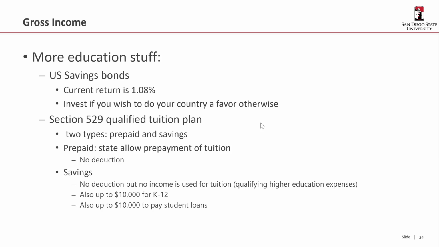So Section 529 is a qualified tuition plan. This is another lockbox. So this lockbox doesn't let you exclude any of your contributions, but it does exclude all the income that you generate.